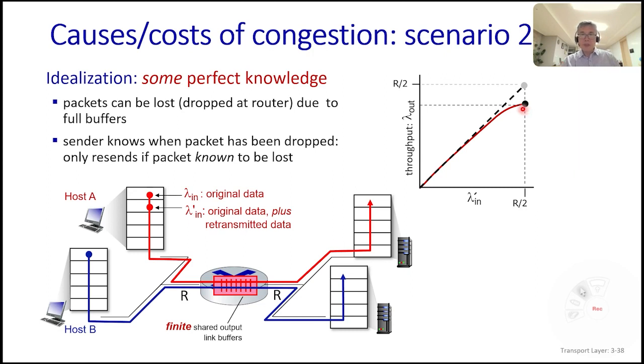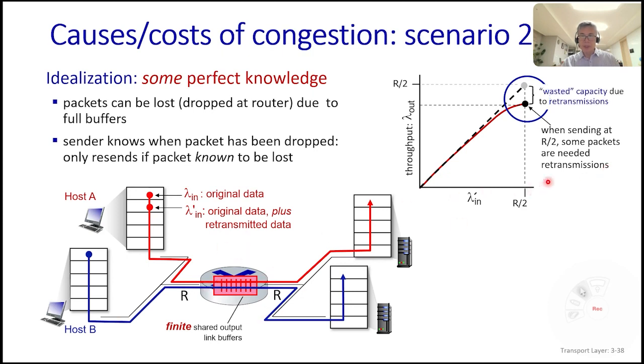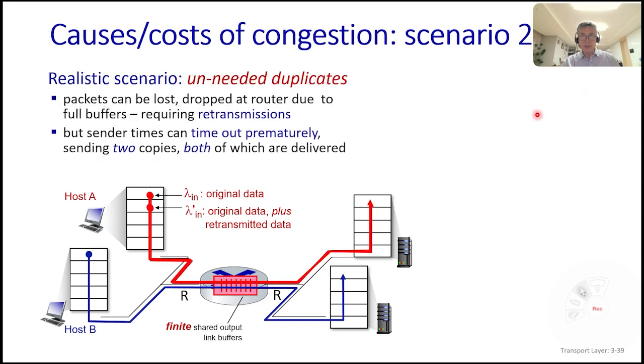Before that, in the transmission case, from the transport layer point of view there is also overhead here, right? Initially it is the same, but here some discrepancy happens. Because when standing at R over 2, some packets need retransmission because of this finite buffer overflow, and there is wasted capacity due to retransmission. So this is the kind of retransmission at the transport layer.